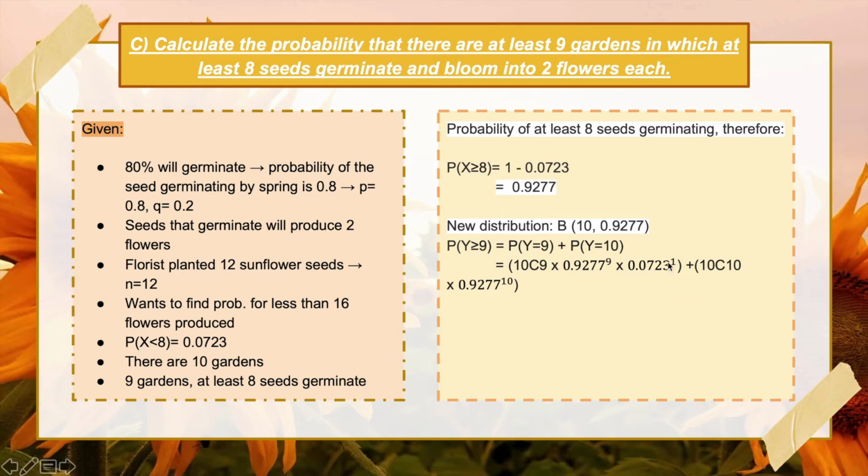Then we add this probability with the probability of y equals 10, which also follows the same pattern. For y equals 9, the probability is 0.36799648, while for y equals 10, the probability is 0.47211452. When added, this equals 0.84, which is the probability that at least 9 gardens have at least 8 seeds germinating and blooming into 2 flowers each.